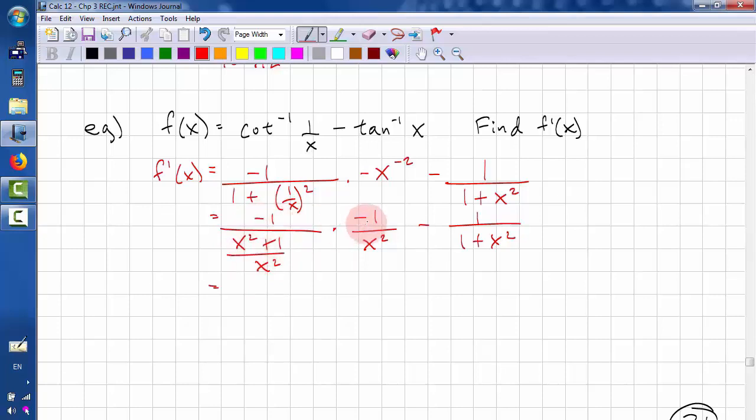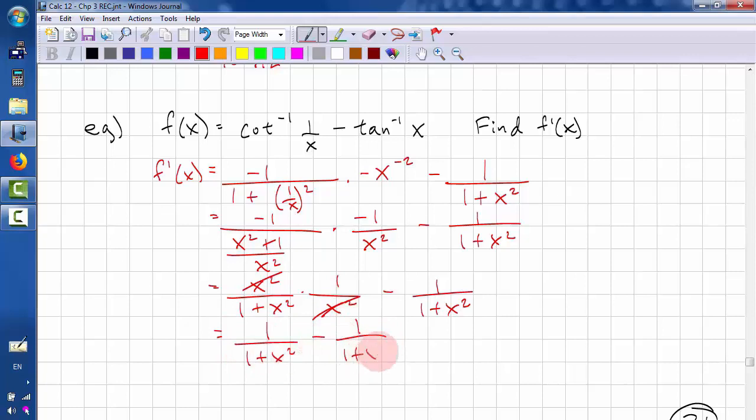These two negatives cancel out, so I'm just going to have x squared over 1 plus x squared, and we have 1 over x squared, minus 1 over 1 plus x squared. These two cancel out. We have 1 over 1 plus x squared minus 1 over 1 plus x squared. And the answer is 0. That's a lot of work to find out that the answer is 0.